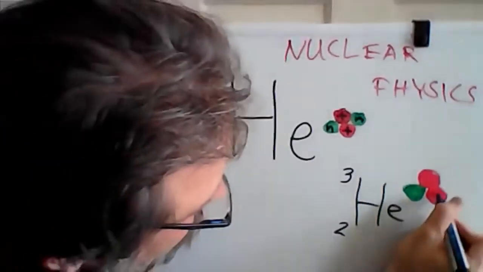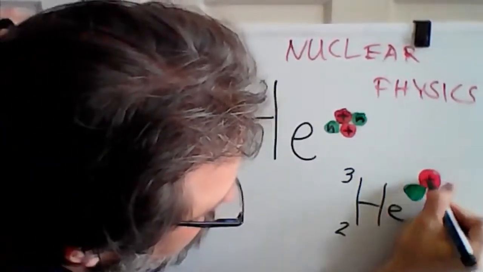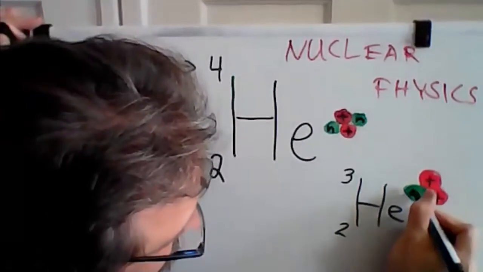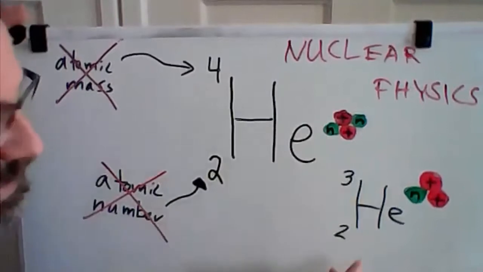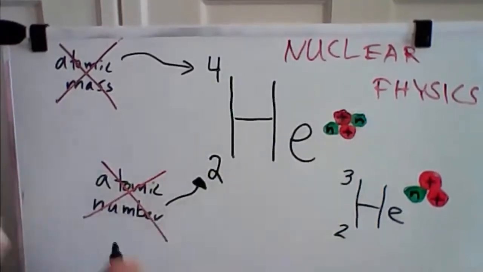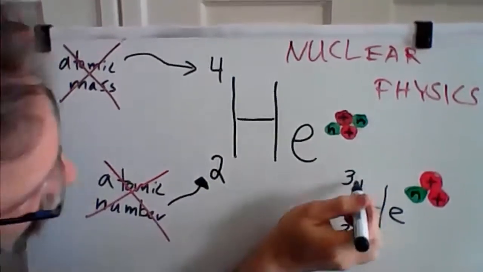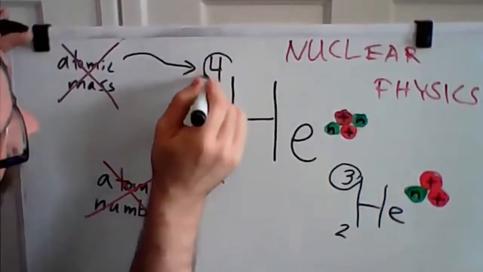So we've got 2 protons still. And then we have 1 neutron. This is called helium-3. So both of these are helium, actually. And the idea that these are different, if these numbers are different.